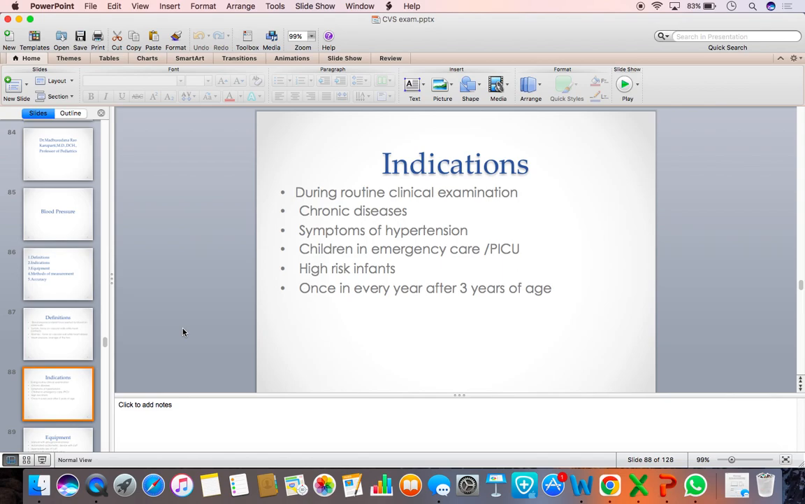Then what are the indications where the student or any medical professional should record the blood pressure? During routine clinical examination. That is when you first encounter the patient during the routine clinical examination, it is vital data besides the pulse and temperature, you have got to record the blood pressure.